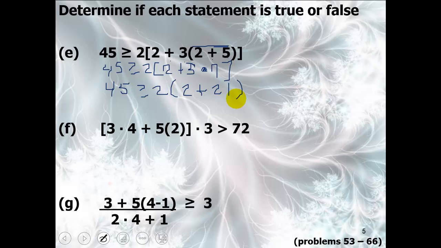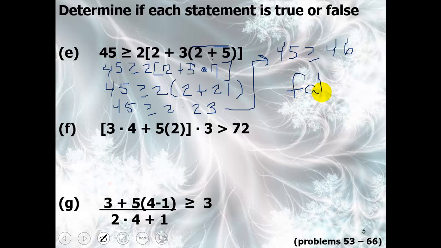Okay? And then I have 45 is greater than or equal to 2 times 23. And 2 times 23 is 46. Is 45 greater than or equal to 46? False. It is not. Right?